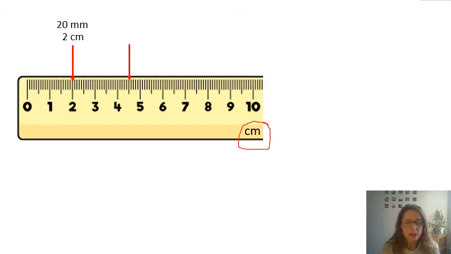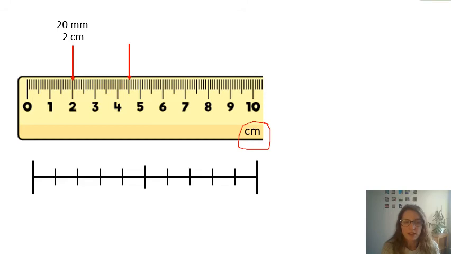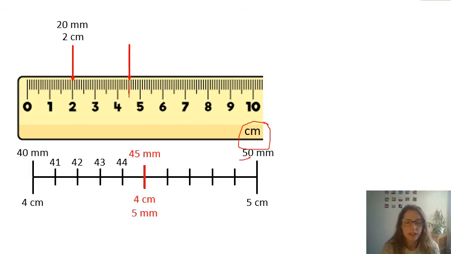Okay, so it's gone past the 4, but it's not at 5 yet. So let's look at it on a different number line to help us. So we've got 4 centimeters at one end, 5 at the other. Okay, so we know that 4 centimeters is the same as 40 millimeters, and 5 centimeters is the same as 50 millimeters. Okay, and we're going to this line in the middle, same as up here. Okay, so 41, 42, 43, 44, 45 millimeters. Okay, and we would write that in centimeters as 4 centimeters and 5 millimeters, or 4.5 centimeters.